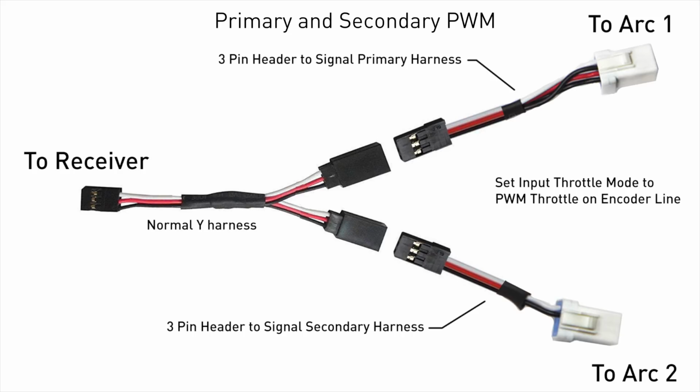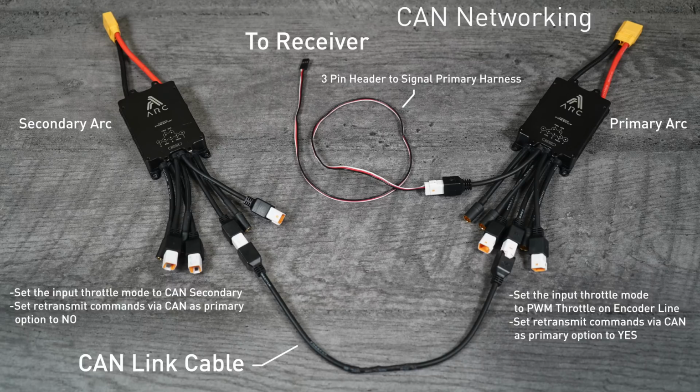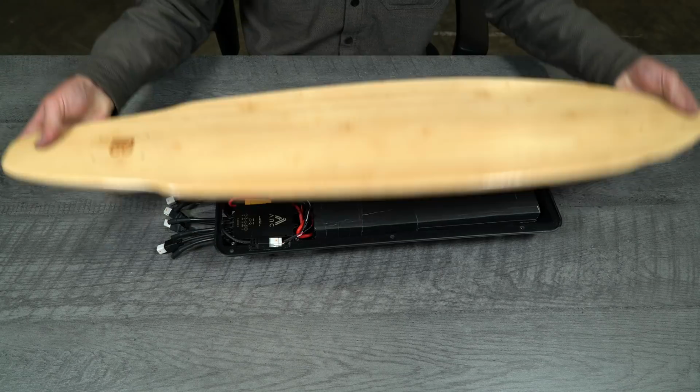Alternatively, you can connect multiple Arcs directly to the throttle receiver's PWM output if you use a primary PWM cable for one of the Arcs and a secondary PWM cable for the rest of the Arcs. The secondary PWM cable leaves the input opto-isolated. Both primary and secondary cables can be purchased from Freefly. If you're using the CAN networking method, connect the two Arcs together via their throttle connectors with the CAN-to-CAN cable.